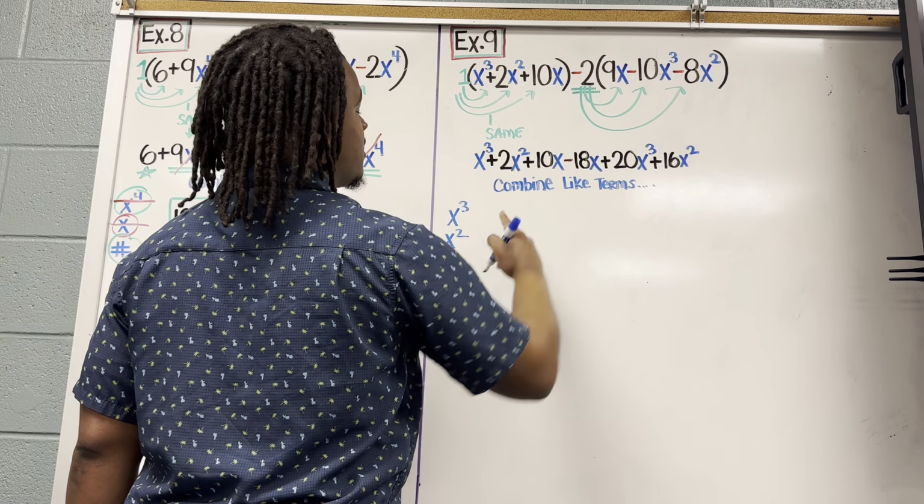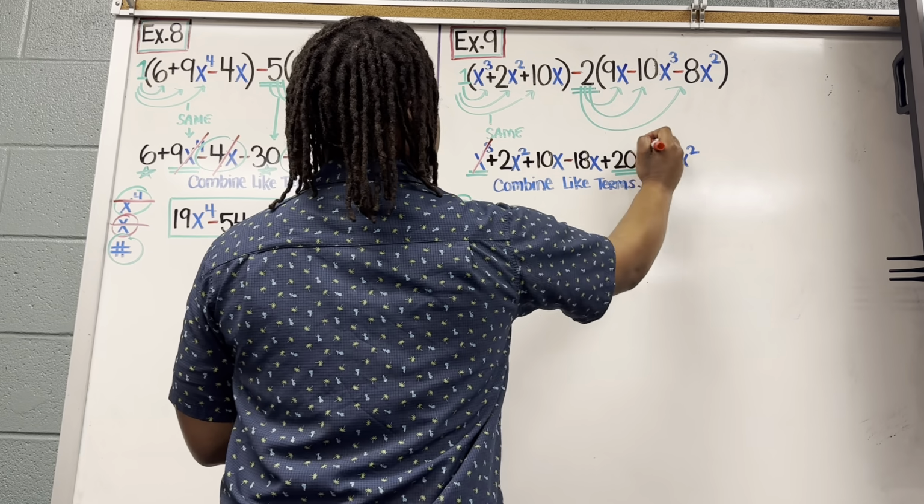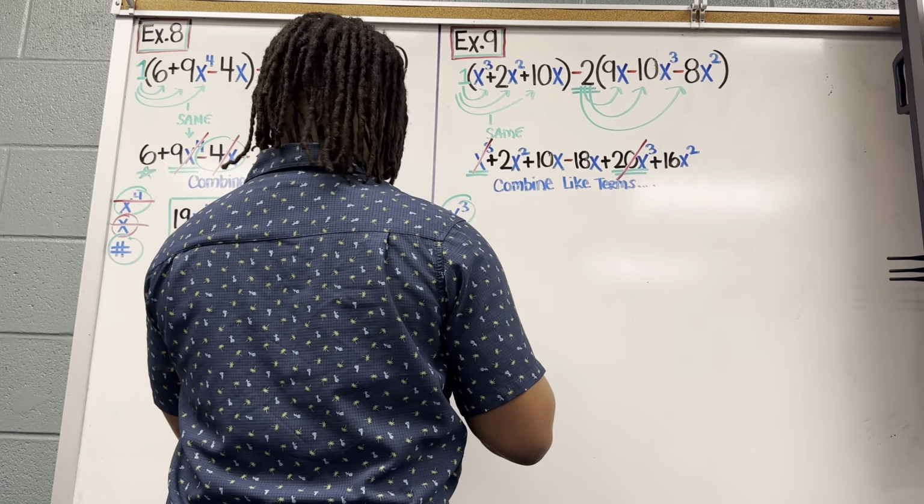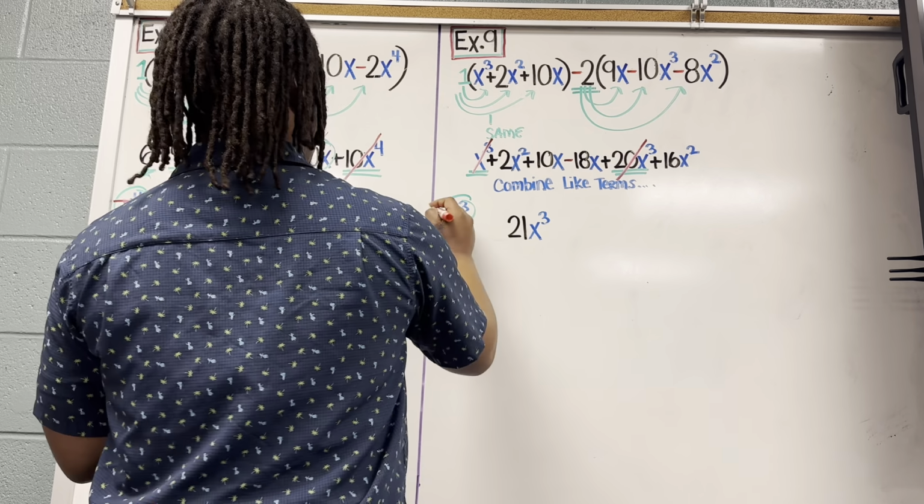So let's start off with x to the 3rd power. I have 1x to the 3rd power, and I have 20x to the 3rd power. 1 plus 20 is 21, so that will equate to 21x to the 3rd power. Okay, so I'm done with this one.